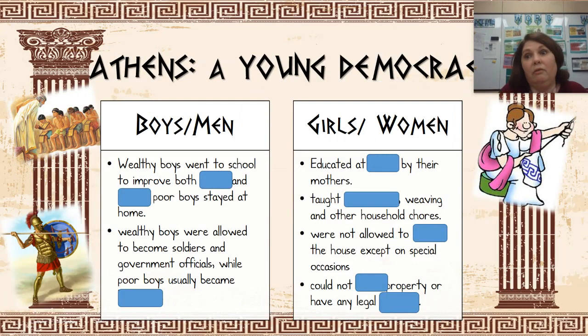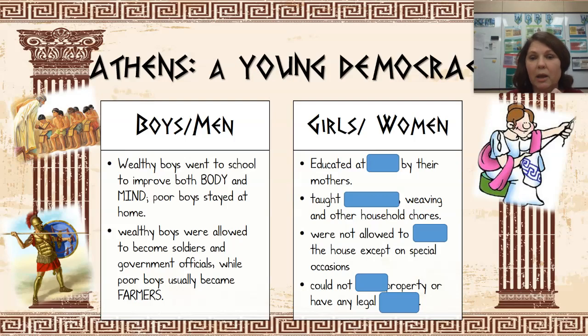So then what is life like for everybody else in Greece? We have Athens, a young democracy. It's just getting started, a little fledgling democracy. So in Athens, wealthy boys are going to get sent to school to improve their body and their mind. Poor boys get to stay home and do farming and things like that. Wealthy boys were allowed to become soldiers and government officials, while poor boys usually became farmers.